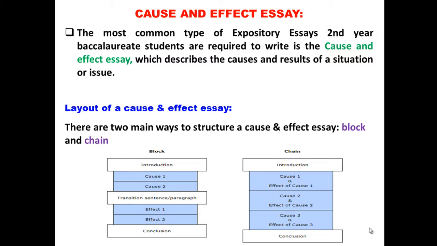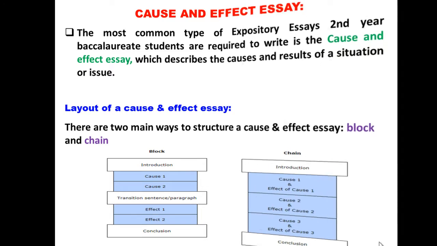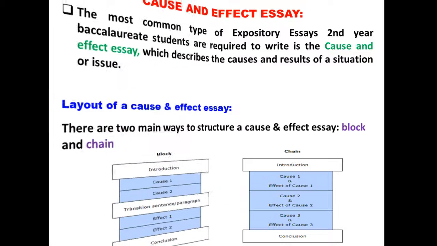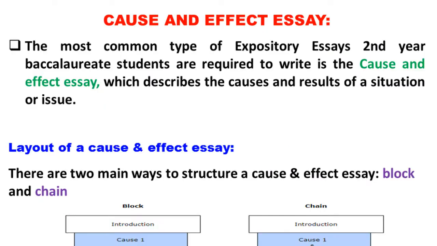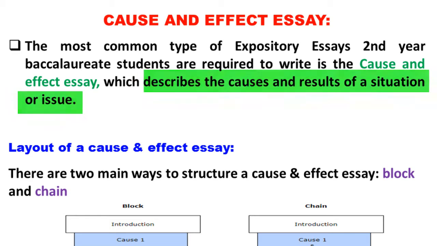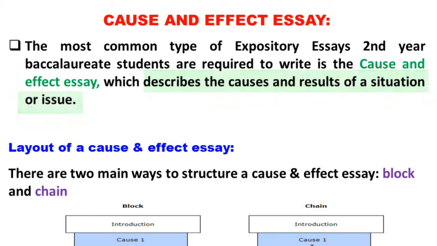As I have already mentioned, the most common type of expository essays is what we call the cause and effect essay. And it's the type of essay that second-year baccalaureate students are required to write this year. A cause and effect essay is an essay in which we describe the causes and the effects of a situation or an issue or a phenomenon.